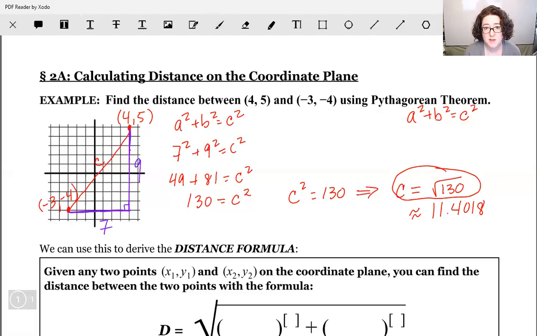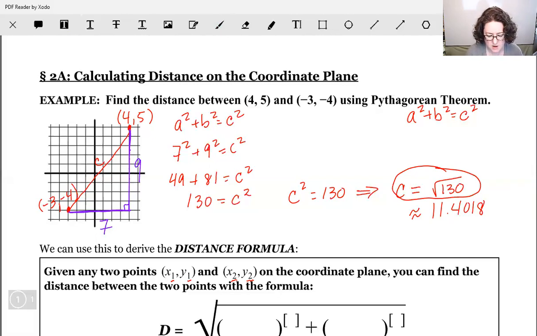Where this formula is going to come from is actually a variation of the Pythagorean theorem that we just did. So let's think about this. We did 2 points. We had the point 4, 5, and the point -3, -4. If I label those as x1, y1 and x2, y2, those are subscripts, called that because they're written a little below the regular line of text. We can use that just to identify the 2 points that we looked at.